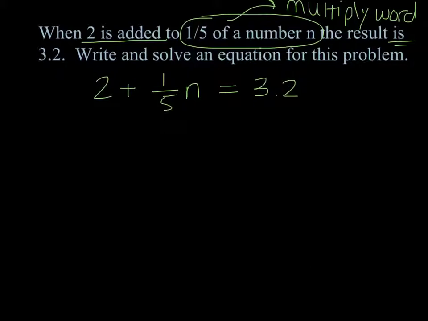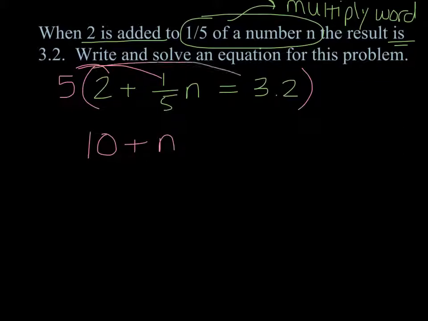Now I got to solve it. So my strategy is to get rid of the denominator. So I'll multiply everything by 5, which is the least common multiple of all the denominators, which there's only one. So 5 times 2 is 10. 5 times 1/5 is like doing 5 divided by 5. So it's 1. So that's just n. And then, believe it or not, 5 times 3.2 came out nicely, 16. So to me, the other problem was quite challenging, and now this one, all I'm going to do is minus the 10, and I'm done.